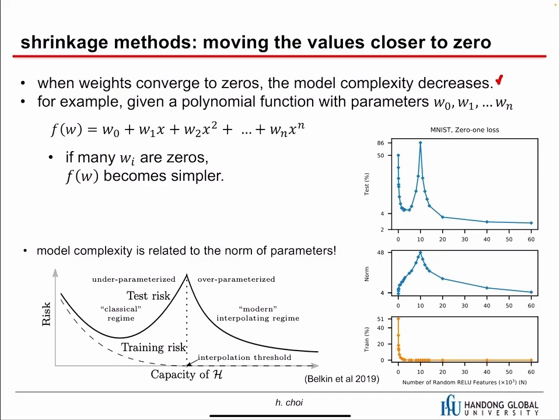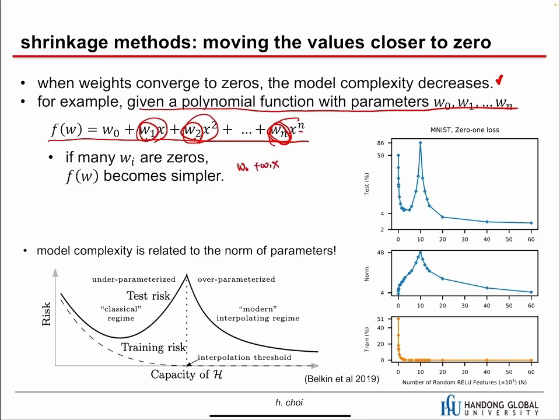To explain what this sentence says, let me take an example here. Given a polynomial function with the parameters like this, f of w is here. If many w sub i's are zeros, okay, this one is a 0 and this one is a 0 and this one is a 0, and if many w's are zeros, then f of w becomes simpler. Let's say when n is 3, then w0 plus w1x plus w2x squared plus w3x cubed.